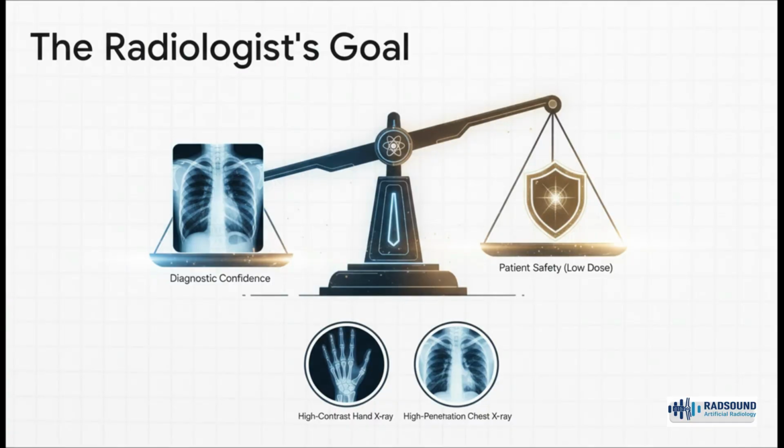For a radiologist, it is a constant balancing act. We have to get an image that's clear enough to answer whatever the doctor is asking, but we absolutely must do that with the lowest possible radiation dose. And we have to be smart about it. We have to tailor our technique for the job. For example, we'd use low energy to get super high contrast for a hand X-ray, but we need much higher energy to actually penetrate through the chest.